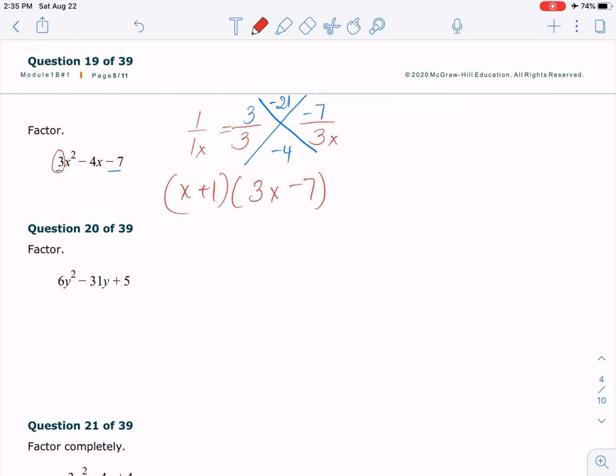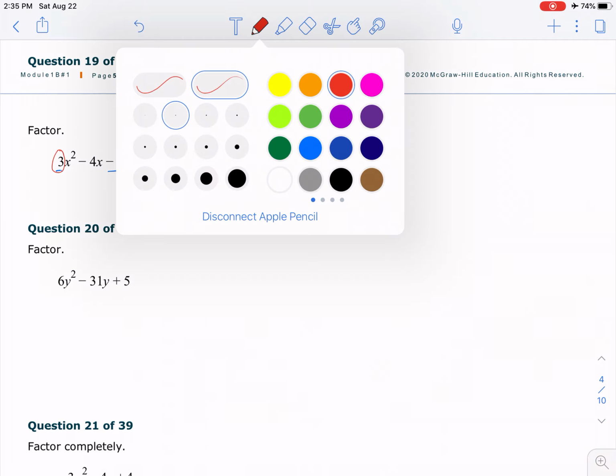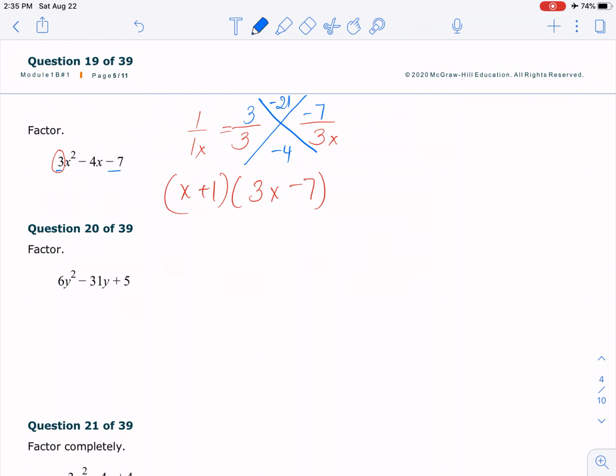So I'm going to do the same thing for number 20. Number 20, you see 6 right there. Well, it turns out it's not a GCF. So we're going to have to go through that x. So we have 30, 6 times 5 is 30. We have negative 31 here. So pick two numbers. When you multiply, you get 30. When you add, you get negative 31. So it's going to be 30 and 1, negative and negative.